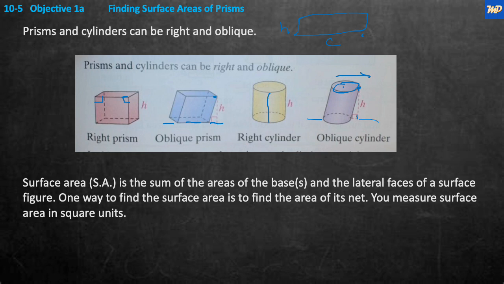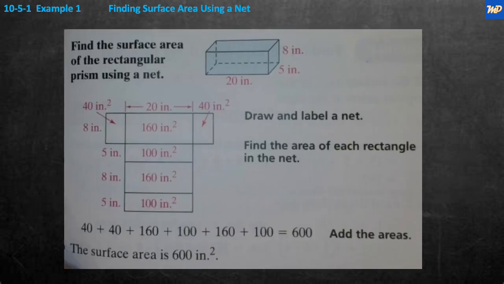The surface area, SA, is the sum of the areas of the bases and the lateral faces of a surface figure. We talked about that just now. One way to find the surface area is to find the area of its net. You measure surface areas in square units. Remember, always in square units.